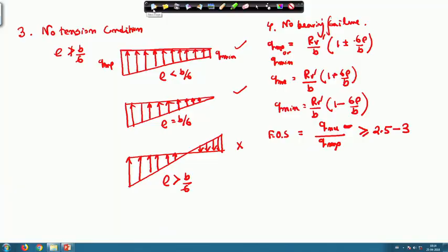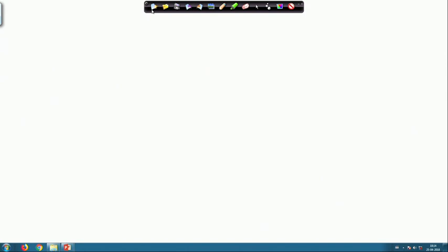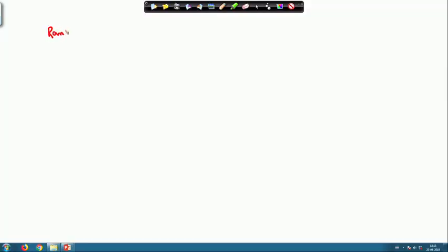Okay, the next important thing: if I use Rankine theory during the design of a retaining wall, and if I use Coulomb's theory during the design of a retaining wall, what are the differences? What are the things we will consider, and what are the things we will not consider? So, that is why it is very important to explain this. For the first one, we are talking about Rankine's theory, and this is Coulomb's theory.